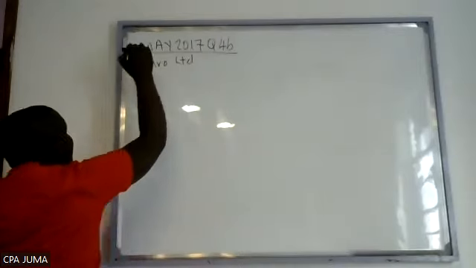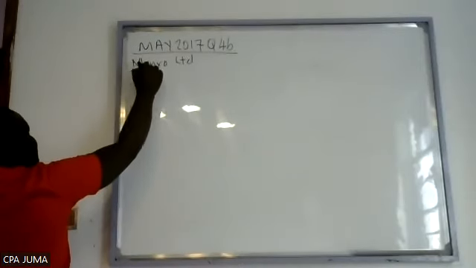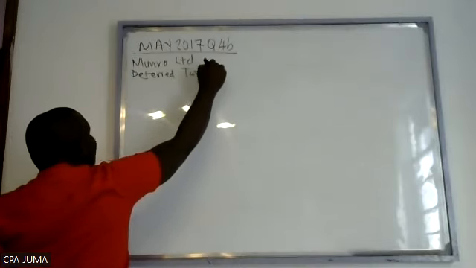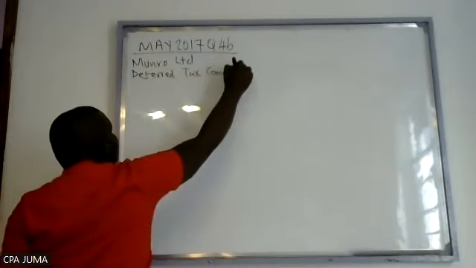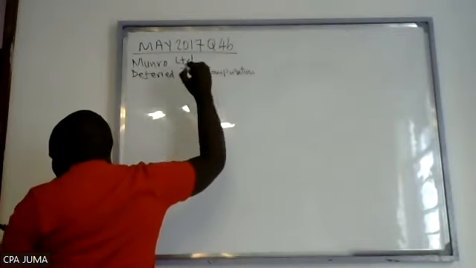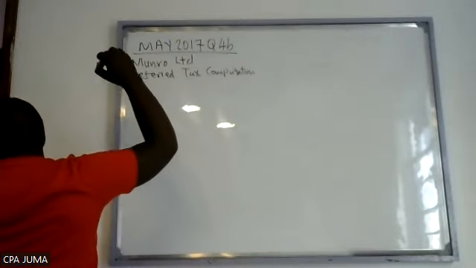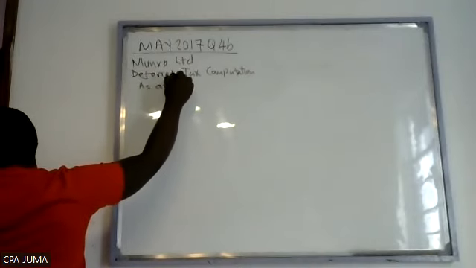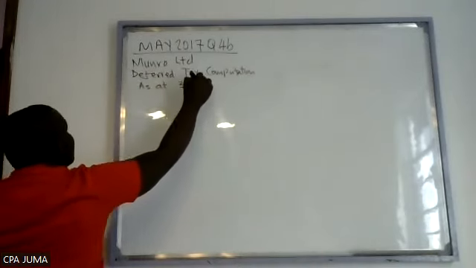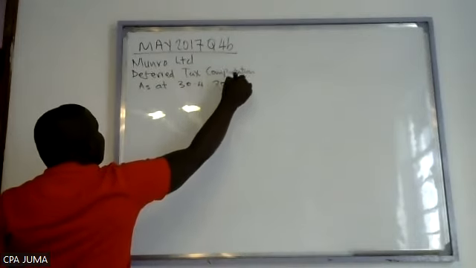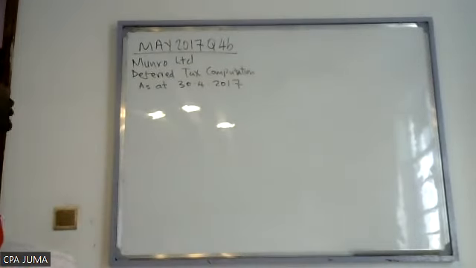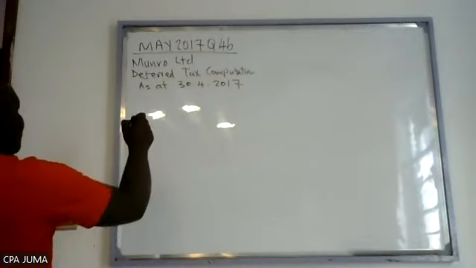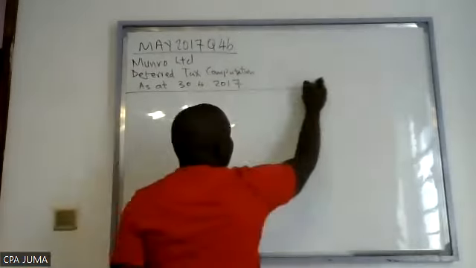Mandro Limited. Deferred tax. Computation. The one for which year? 30th April 2017. So have that. So you bring here like that.